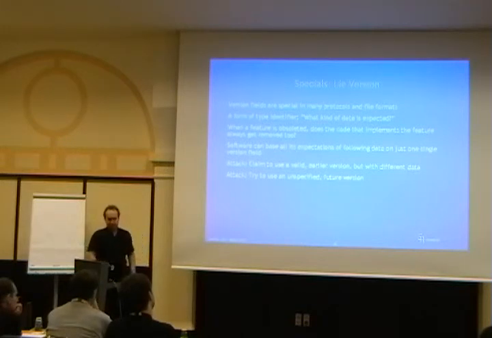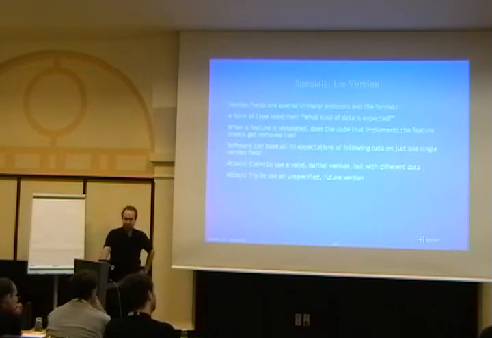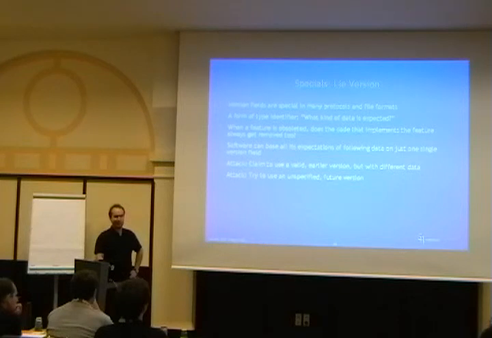Attacks against the version expectations is to try and claim to use a valid earlier version, but then use completely different data within the message, or then try to use a completely unspecified version. Who knows what happens when you try to use like IP version 17 or something.